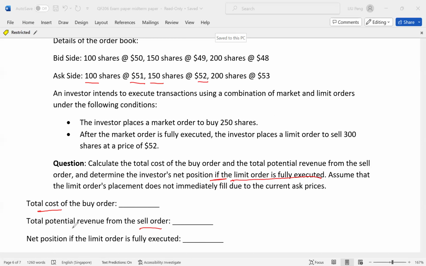So final one is net position, if the limit order is fully executed, right? So it's gonna be the difference of these two. First we're going to buy, that means the P&L is negative, and then this is positive, and we just take the difference of these two. Okay. So that's the analysis for this question.